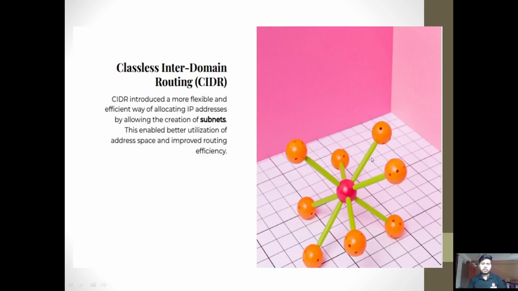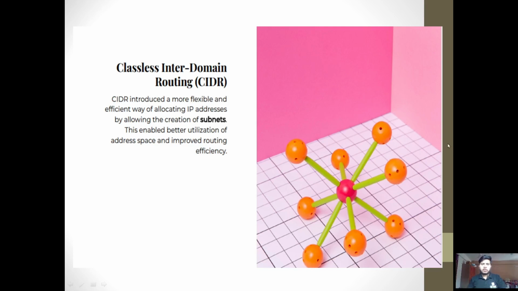Then it comes to CIDR. CIDR is basically a method of allocating IP addresses along with IP routing. It is a more efficient allocation of IP addresses because it introduced the concept of subnets and enabled better utilization of address space, improving routing efficiency.